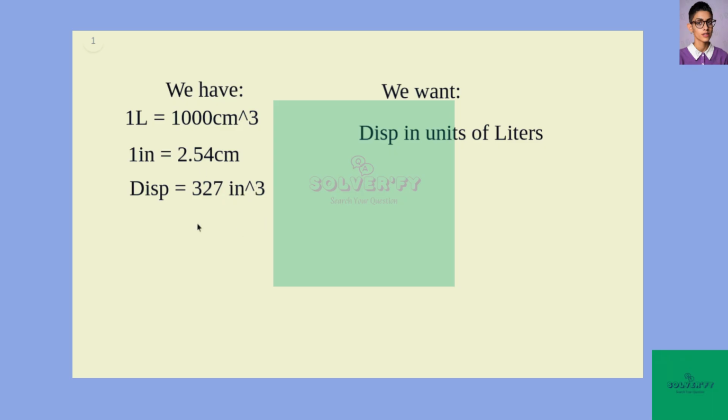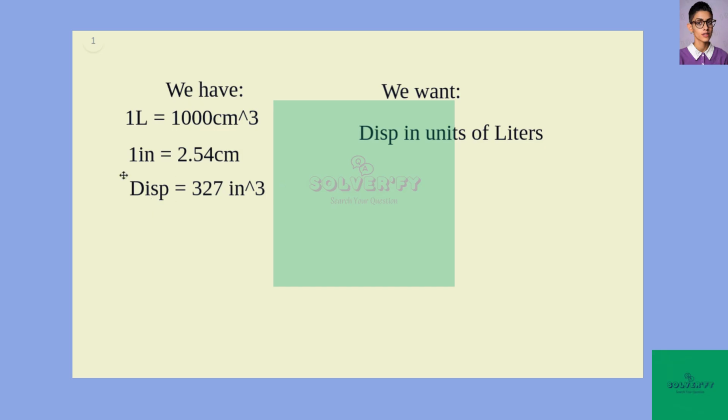Okay, welcome. So we've got a pretty simple unit conversion problem here. We have these facts. So we know that 1 liter is 1,000 cubic centimeters. This is a measure of volume. We have that 1 inch is 2.54 centimeters. Those are measurements of length.